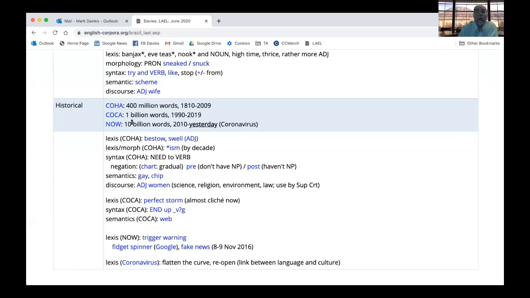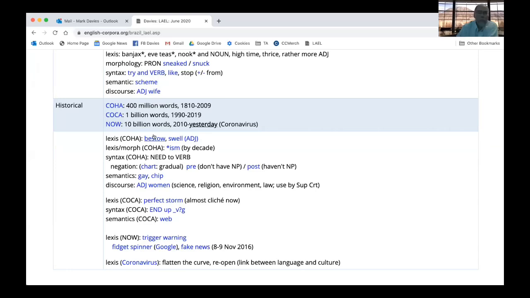It's about 10 billion words now, and it is added to every single day, about 8 to 10 million words of data every single day. So it goes up through yesterday, through June 15th. And tomorrow morning at 5 a.m., it will include data from June 16th. Okay, turning first to the COHA corpus.